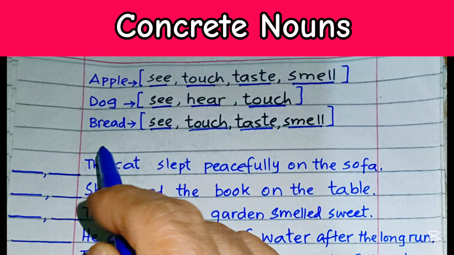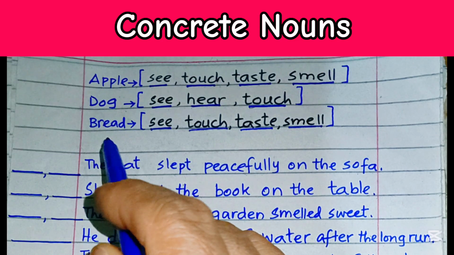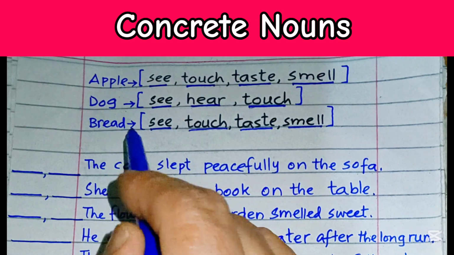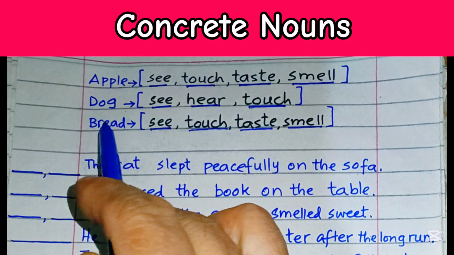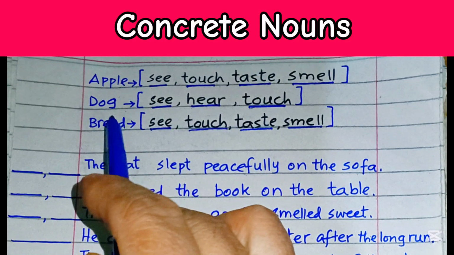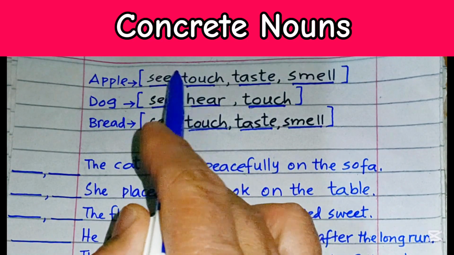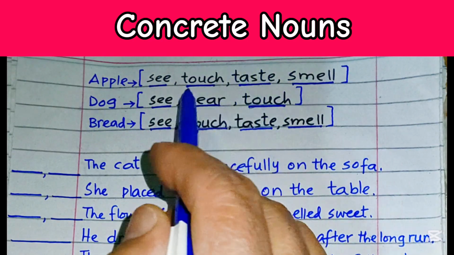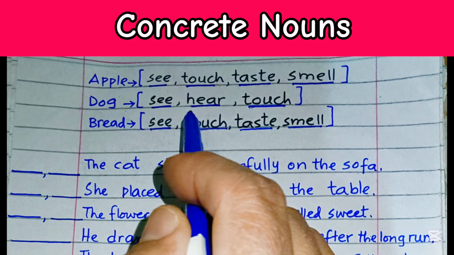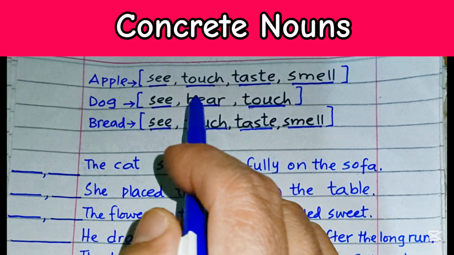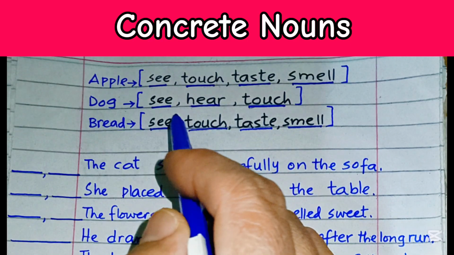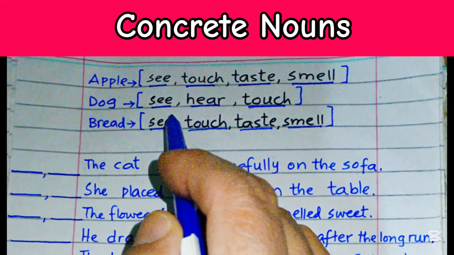In other words, if we can use our five physical senses to experience it, it's a concrete noun. So these three examples are the best examples of concrete nouns, because we are using the sense of sight, sense of touch, sense of taste, sense of smell, and somewhere else we may be using hearing, and we may be having the fifth one as well.